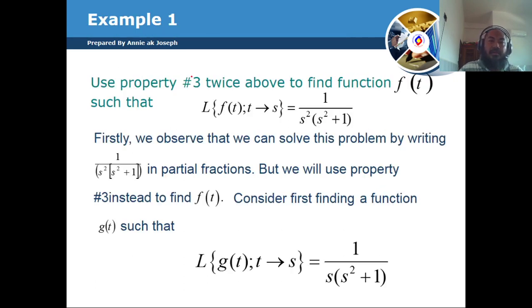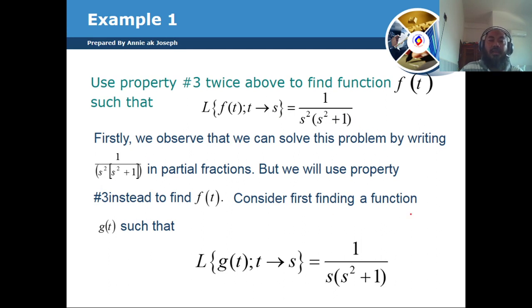Okay, so use property 3.5 above to find the function f(t) such that the Laplace transform of f(t) to s is equal to 1 divided by s squared multiplied with s squared plus 1.